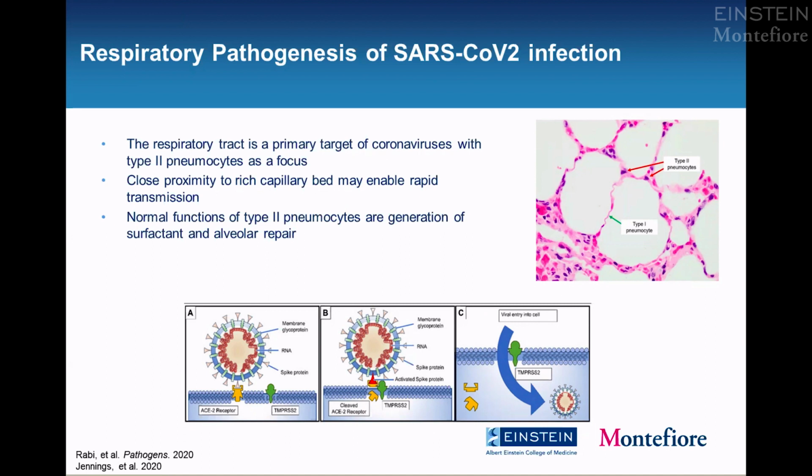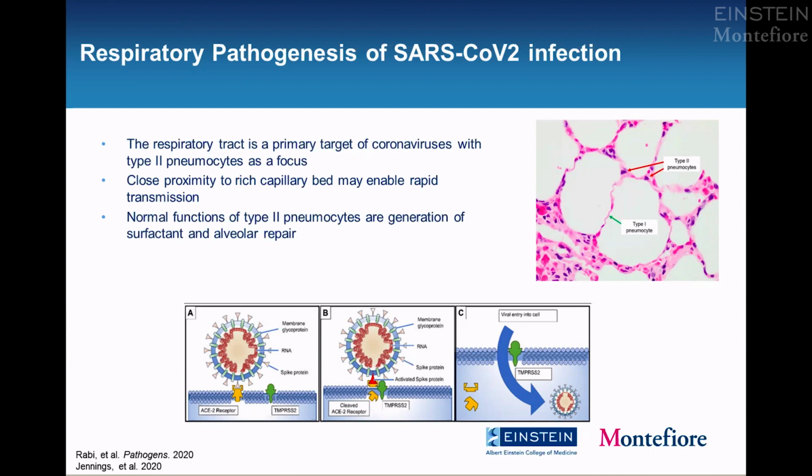Well, the respiratory tract is the primary target of coronaviruses in general, from the moment of infection, from the upper respiratory tract, down to the fact that type 2 pneumocytes in the lung seem to be a particular area of focus for infection. Type 2 pneumocytes serve a number of functions. Their two most important functions are, number one, generating surfactant, which, as you know, decreases surface tension and enables the lungs to expand and contract smoothly.